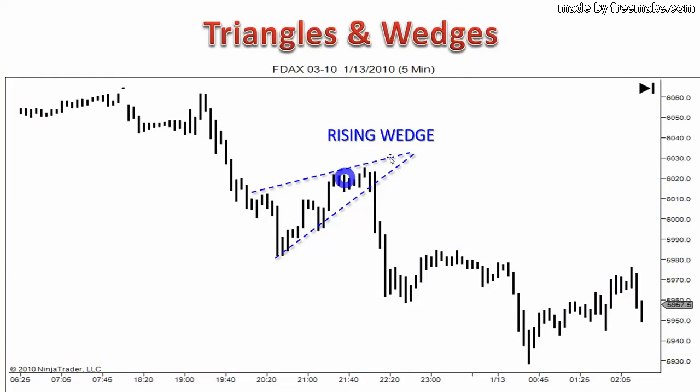Now here we've got a rising wedge here. Now in this particular case we haven't formed a new higher high or a low, but you'll still see a lot of these wedges still work out.